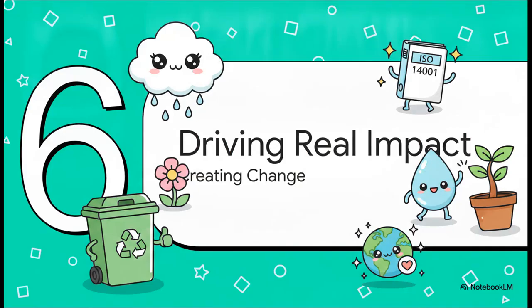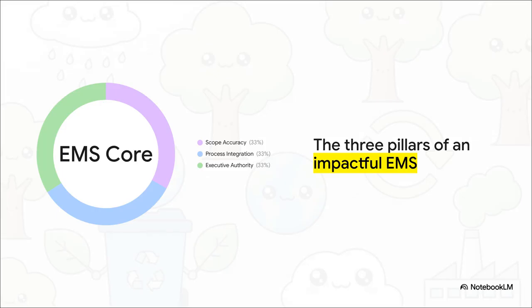Finally, Section 6, driving real environmental impact. To bring it all together, an incredibly effective EMS relies equally on these three pillars: accurate scope boundaries, so you actually know what you're measuring; deep process integration, so the data moves freely through the business; and genuine executive authority, so people can actually act on the data. Together, they complete the accountability loop. If even one piece is missing, the whole thing falls apart.